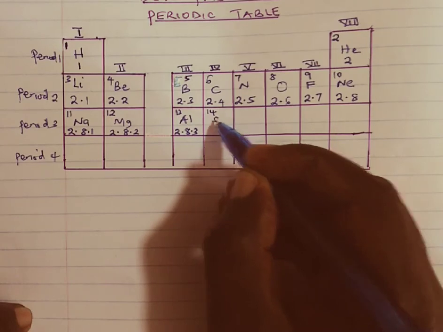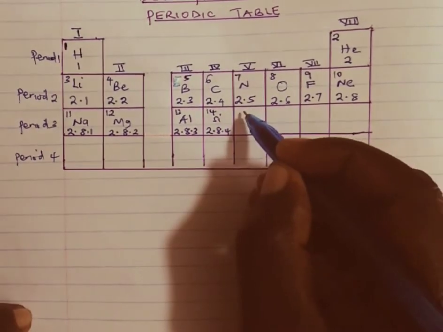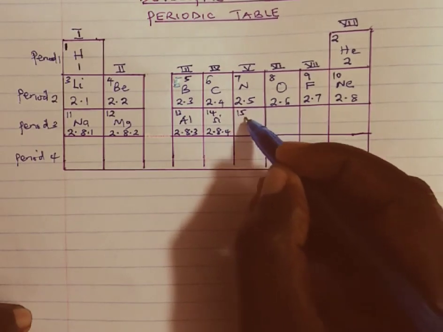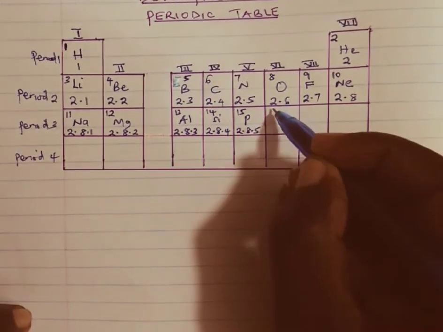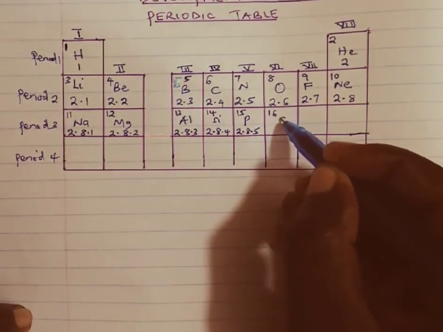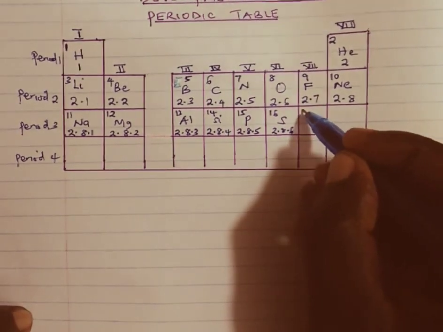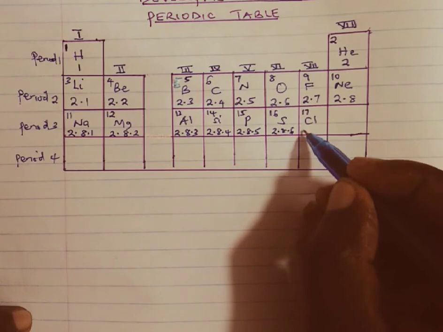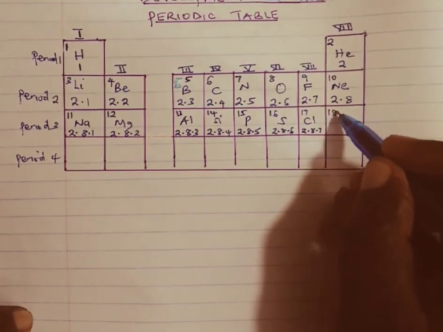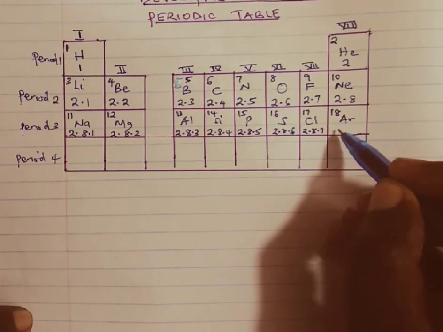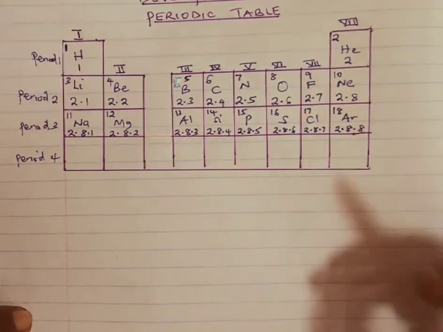Number 14 is silicon with 2, 8, 4. We have number 15 is phosphorus with 2, 8, 5. We have number 16, which is sulfur with 2, 8, 6. We have number 17, which is chlorine with 2, 8, 7. Then number 18, which is argon with an electron arrangement of 2, 8, 8.